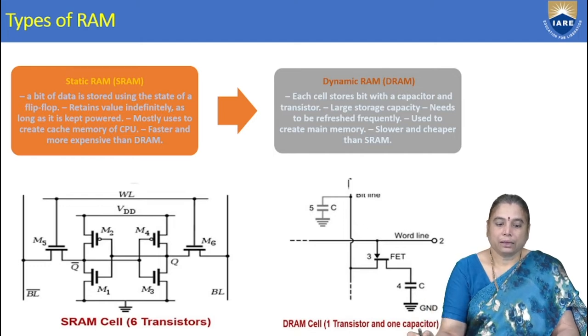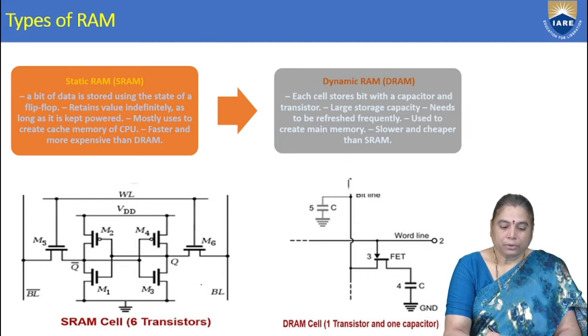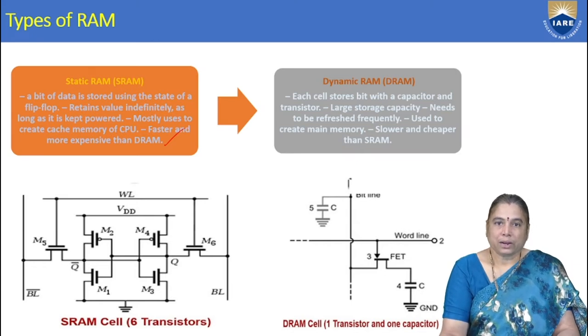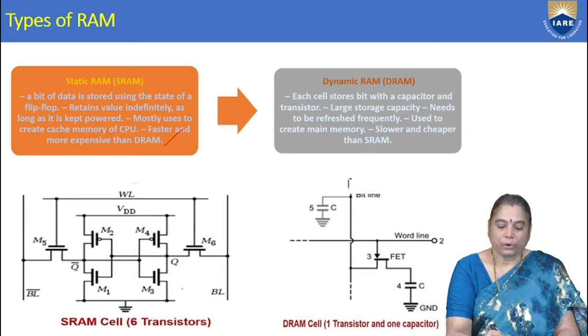So what are the types of RAM? Here SRAM is static RAM. The static RAM stores the state of flip-flops and it retains the value indefinitely as long as it is kept powered. It is mainly used to create the cache memory of the CPU, a faster and more expensive memory than DRAM. The cache memory is generally constructed with SRAM. And here the flip-flops are used as the major component in case of static RAM.